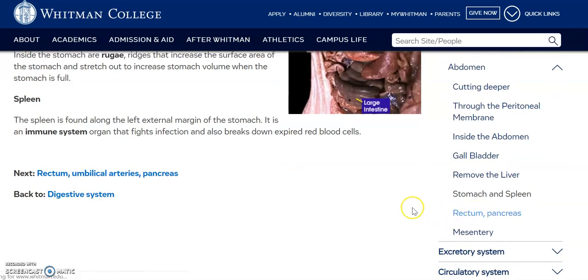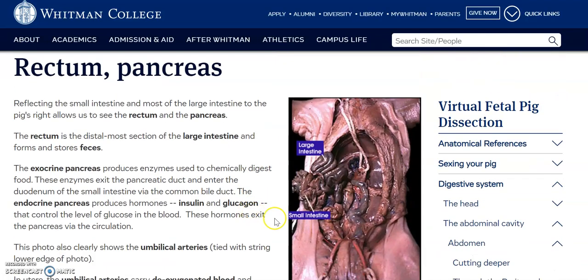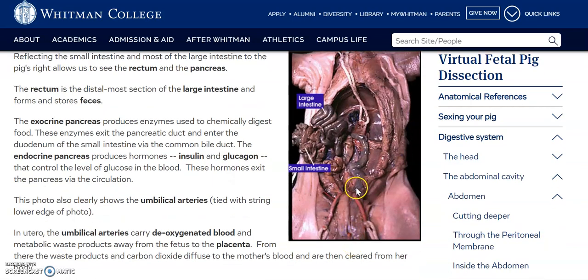So now the rectum and the pancreas. So here, the small intestine is lifted up, the large intestine is lifted up. Okay, you can see that the large intestine continues to travel down. When it travels down, it reaches your rectum. Okay, so the rectum is the furthest most section of the large intestine, and that's where it forms and stores your feces, which is poop. Okay, now once you leave the rectum, you go out the anus. Okay, and that is where you excrete your feces.